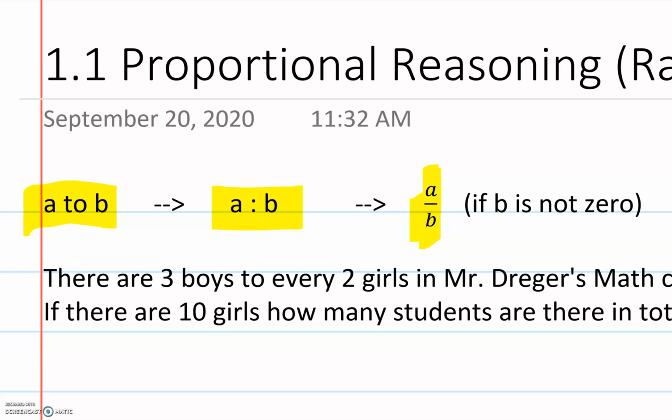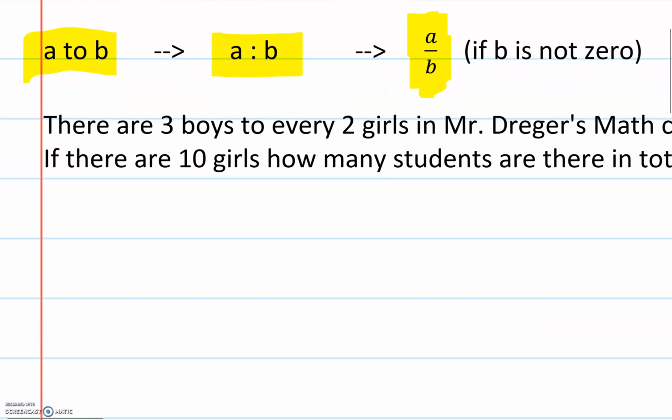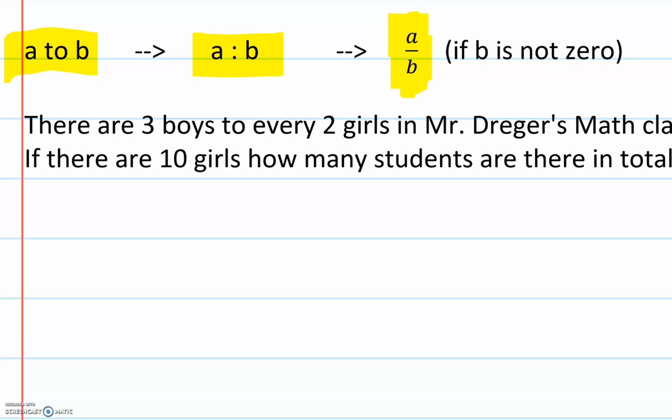Any one of those is fine, but I'm going to tell you, if I see numbers, I put in a fraction. That's because a fraction is the easiest to work with when it comes to math. We're actually going to do everything with a fraction anyway, so may as well change it to a fraction right away. Assuming B is not 0, but that doesn't matter. Okay, it does matter, but it will never be 0 in our class, so we don't have to worry about it.